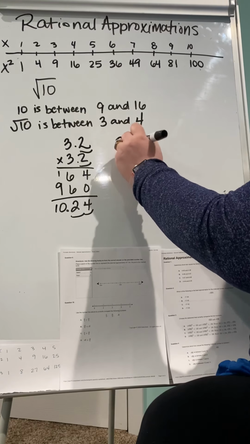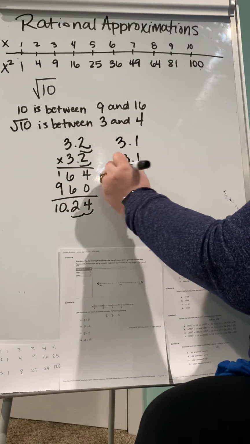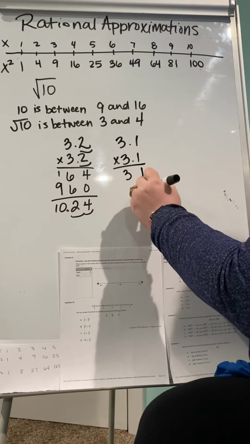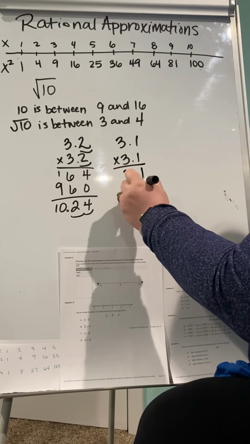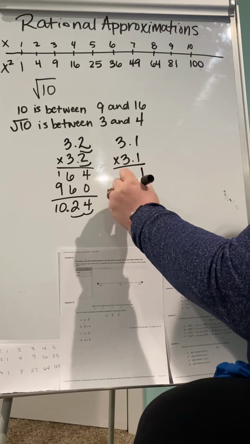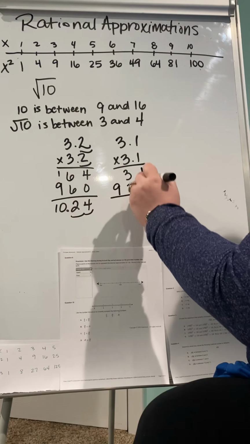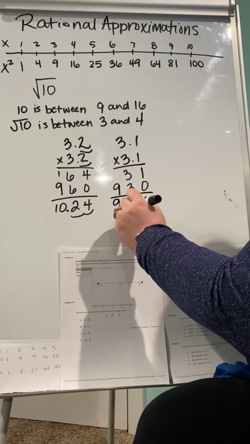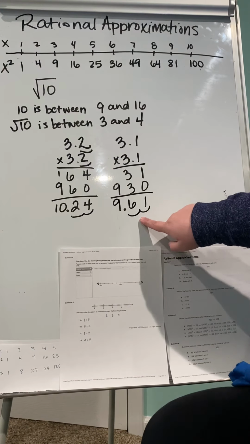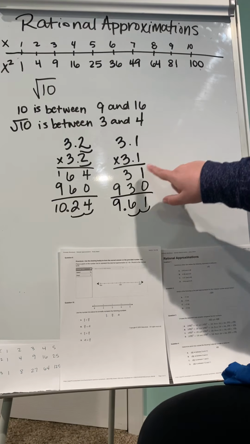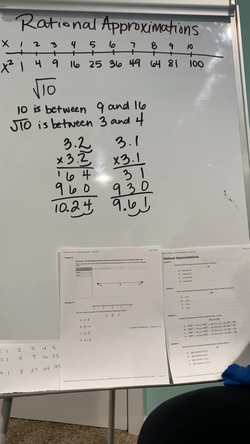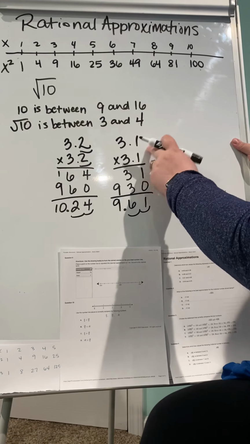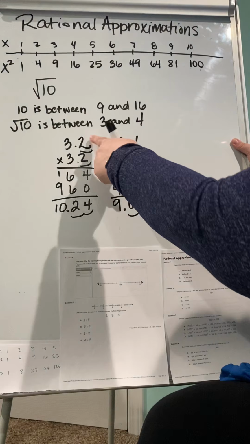So what happens when we go down to 3.1? Let's try that. 1 times 1 is 1. 1 times 3 we know is 3. Got a 0 again. 3 times 1 is 3. 3 times 3 is 9. So I have 9 with 2 decimal places. That number is too low. So what that now tells me is that I've gotten even more specific. More specifically, the square root of 10 is going to be between 3.1 and 3.2.